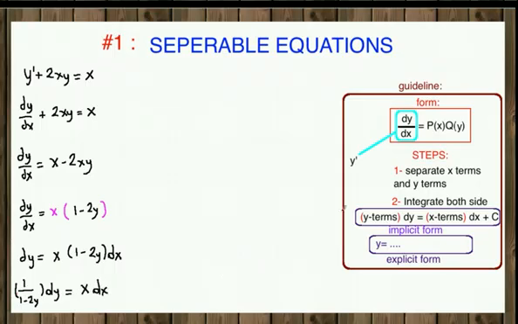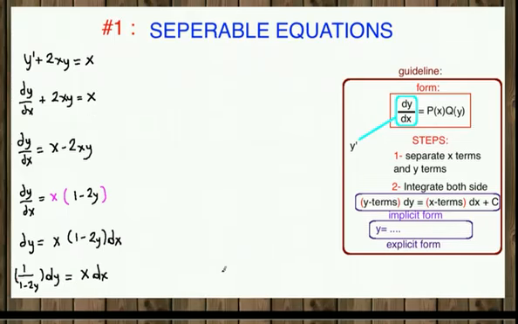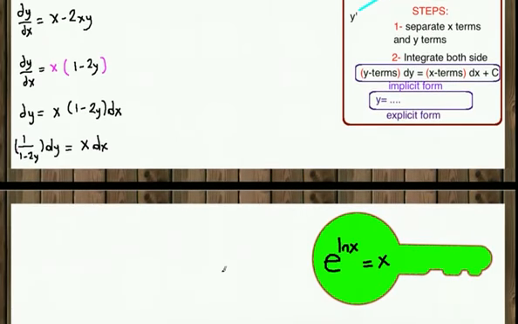Now we completely separated the variables. x terms are on one hand side with dx and y terms are on the other side with dy. Now we can start integrating both sides. Now we are going to integrate left and right hand side.